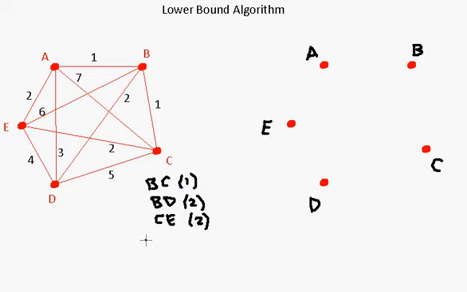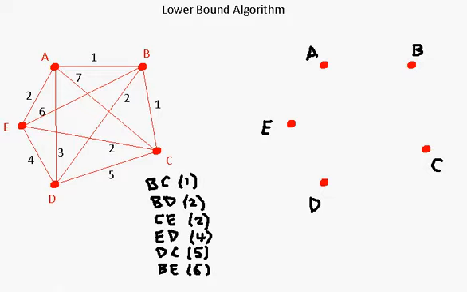We've got ED of weight 4, DC of weight 5, and BE of weight 6. Those are the 6 edges that we have remaining when we get rid of A, because when we get rid of A, all the edges coming out of A are got rid of as well.